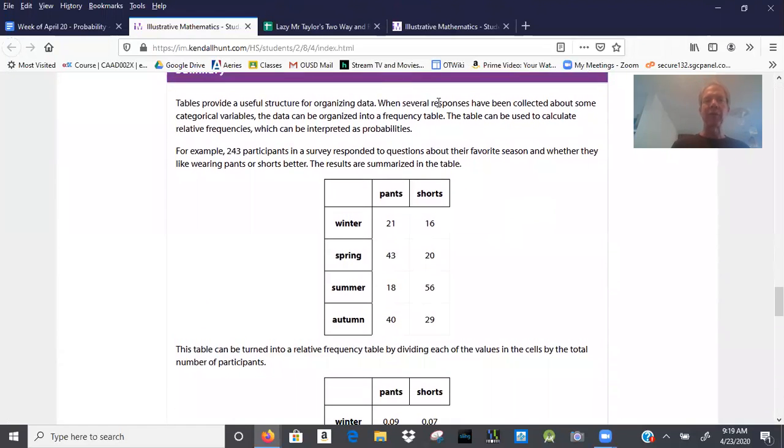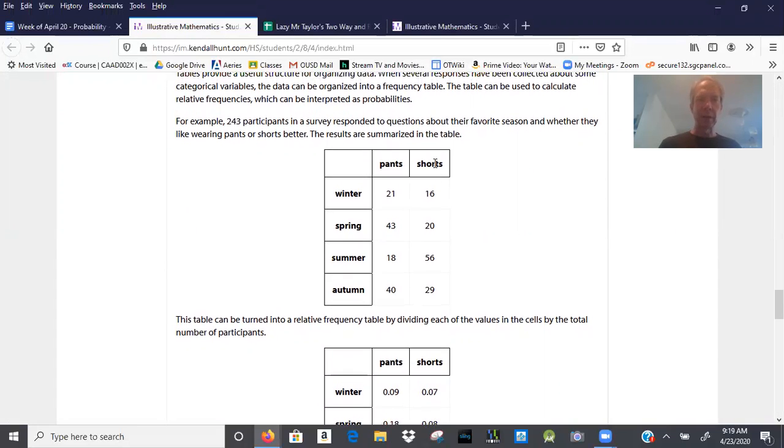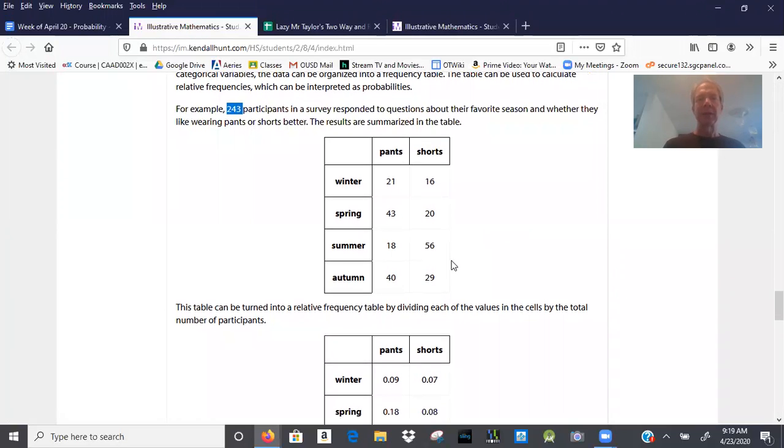This is down in the summary. This is what I ask you to read if things aren't quite making sense. So here is a two-way table of pants and shorts in 243 people. So this actually tells us our total, so we maybe don't necessarily have to add everything up. And their favorite season, so this is just a preference, not necessarily during that time of year, and then which is their favorite time of year, so you can find out some things.